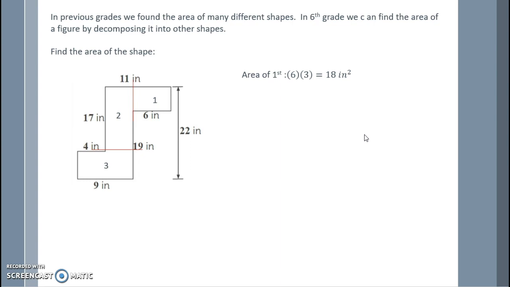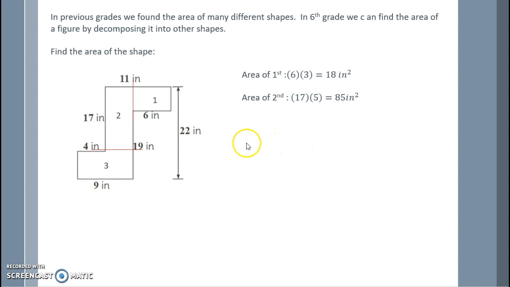So the area of the first rectangle is 6 by 3. And I got 3 for this length here, because I know that this piece is 19, plus 3 more would get me to 22. So 6 times 3 is 18 inches squared.